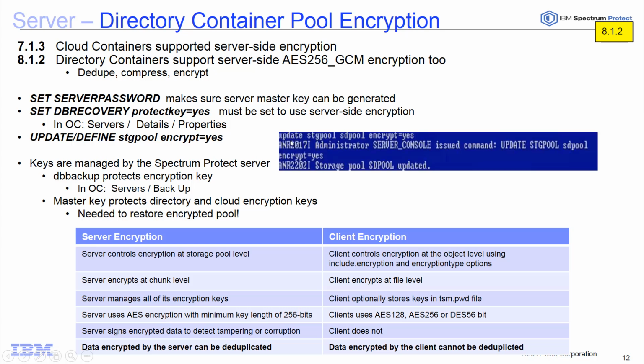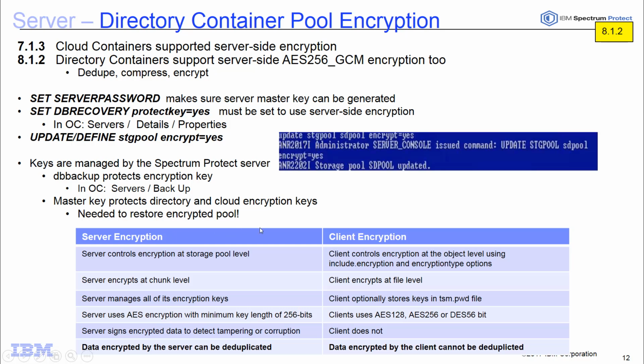And here in the blue, you can see us updating the storage pool to do that. Now the keys are being managed by the Spectrum Protect server, and that's why we do need to run this DB backup to protect those encryption keys. You can either have that as a scheduled command or run it as a command line, or from the OC, you can also go into the servers and do the backup from there. Now the master key protects the directory and the cloud encryption keys, and it is needed to restore the encrypted pool. So if you lose that, you will not be able to restore this data that's been encrypted.